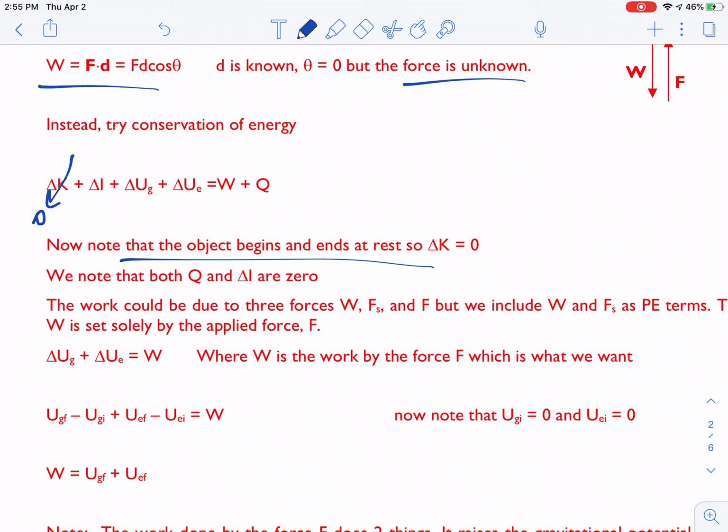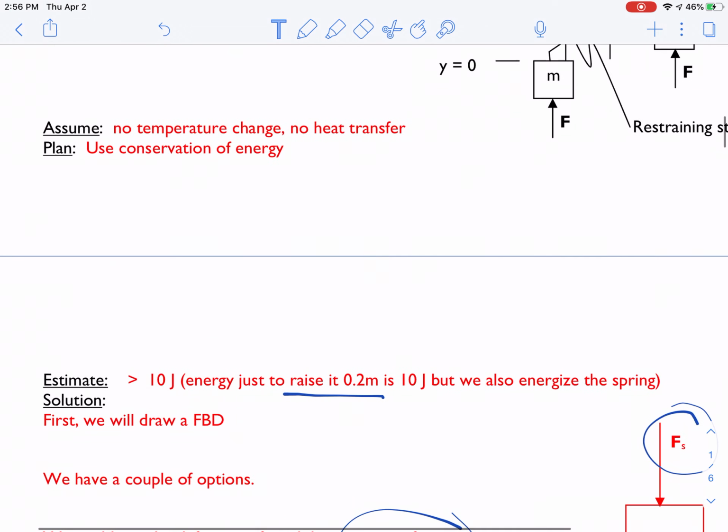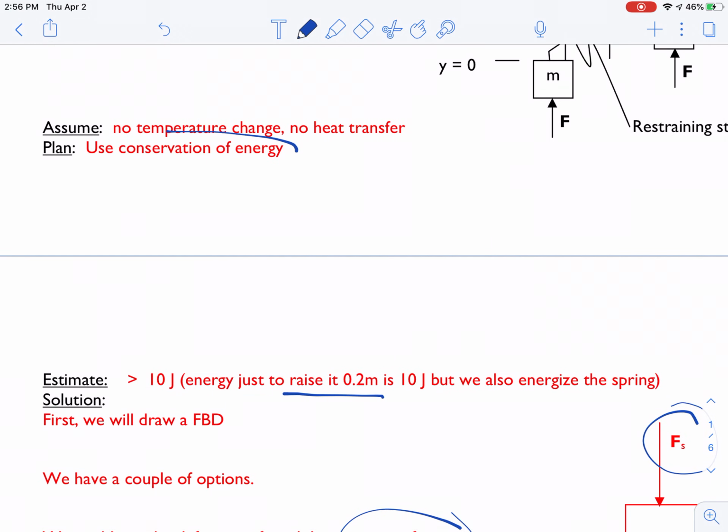And as usual, we are going to take delta U and Q to 0, and we already mentioned why in the assumptions here, so I just want to highlight that. No temperature or pressure change, and also no heat transfer.